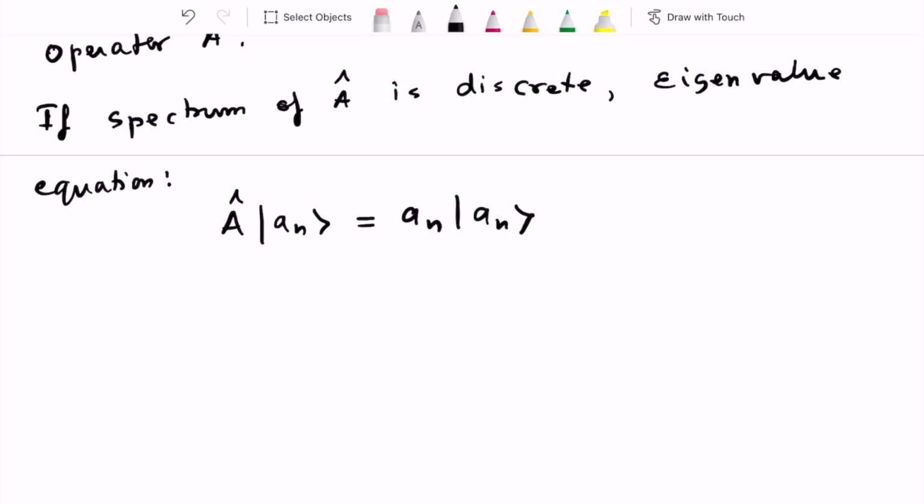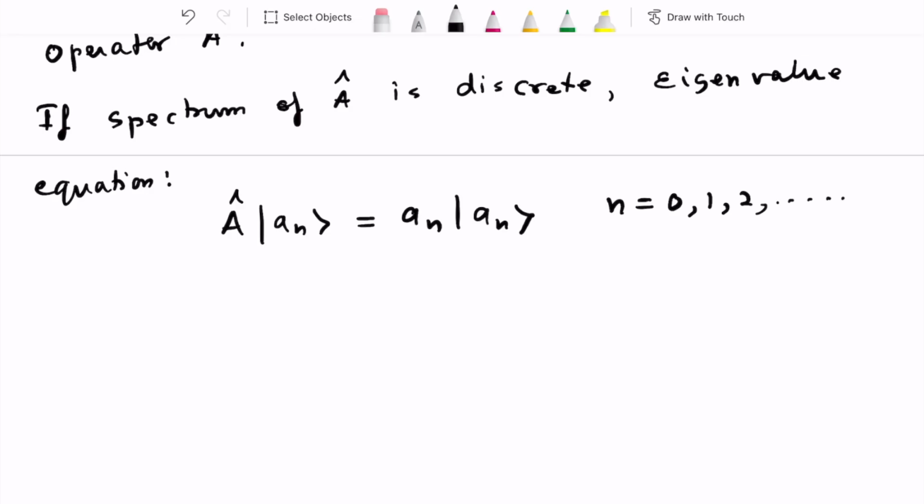n is equal to 0, 1, 2, 3, 4, or it might be that n starts at 1. It depends on the problem. It either starts at 0 or 1. So if the spectrum of A is discrete, the eigenvalue equation looks like this.